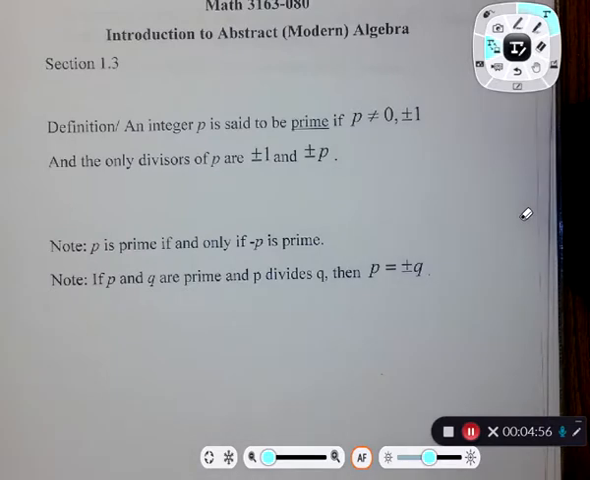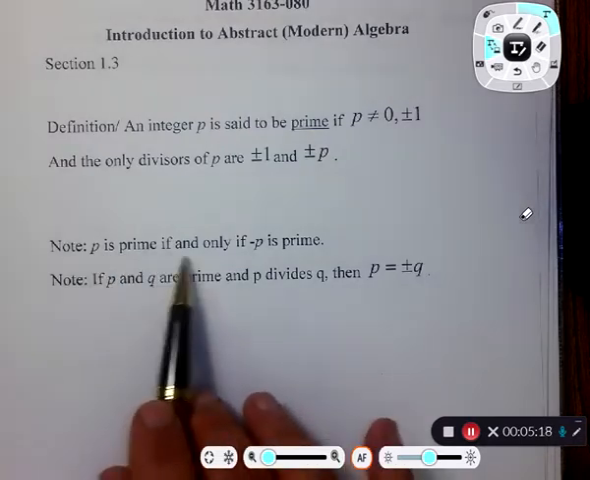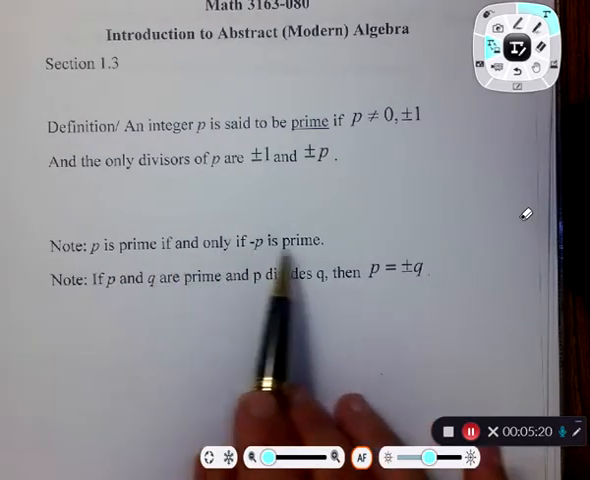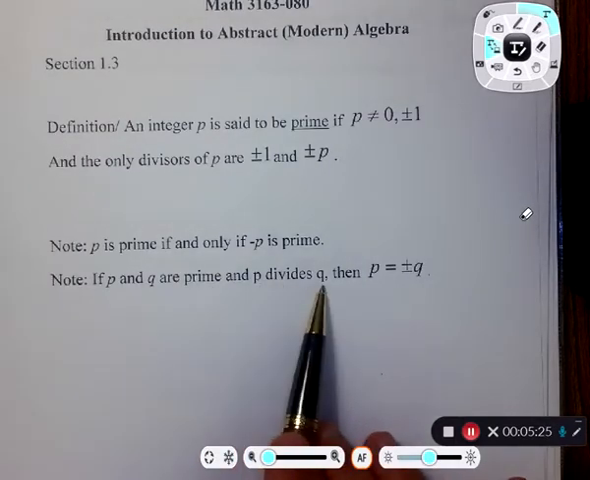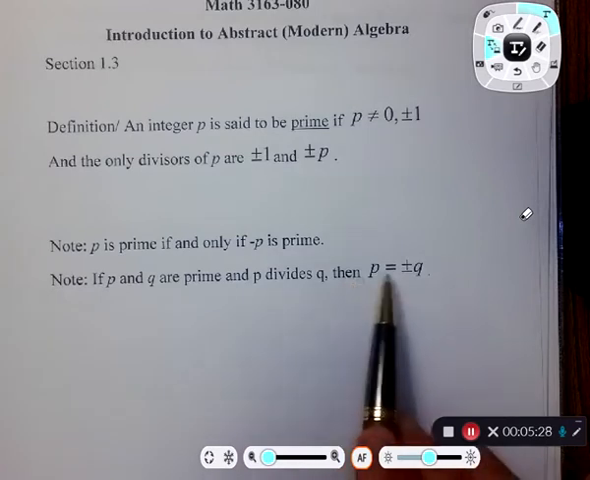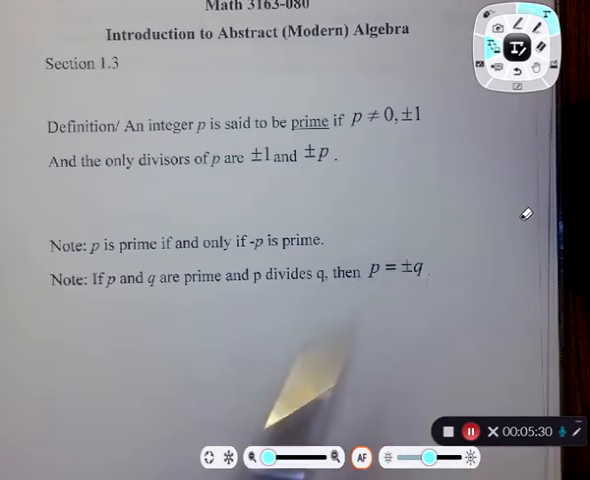So if you're talking about prime integers, let's talk about positive prime integers. The smallest positive prime integer would actually be 2. Then you get 2, 3, 5, 7, 11, 17, 19, and you keep on going forever. So note that P is prime if and only if negative P is prime. Also note that if P and Q are prime and P divides Q, the only way that can happen is that P has to be equal to either plus or minus Q.